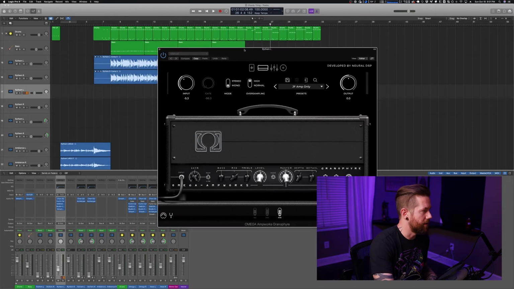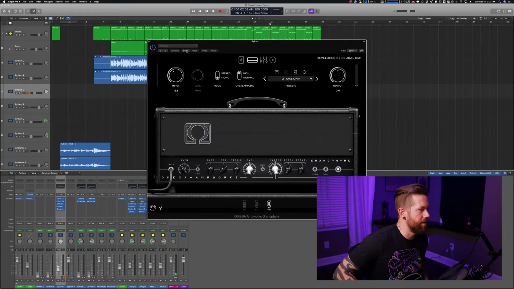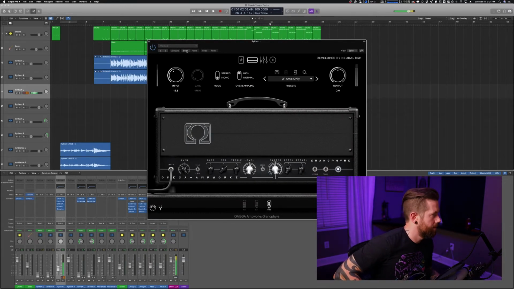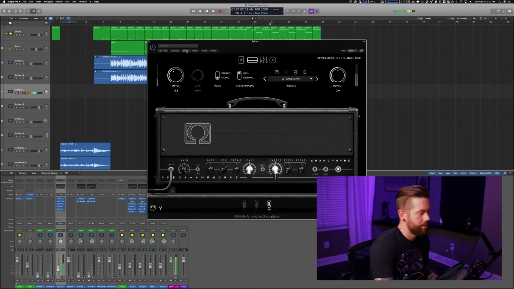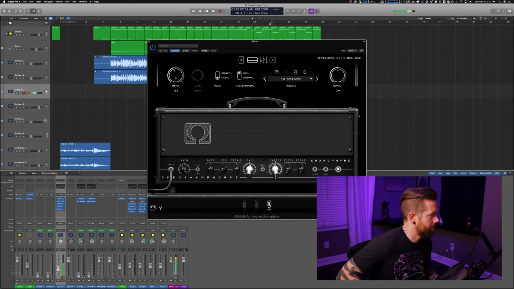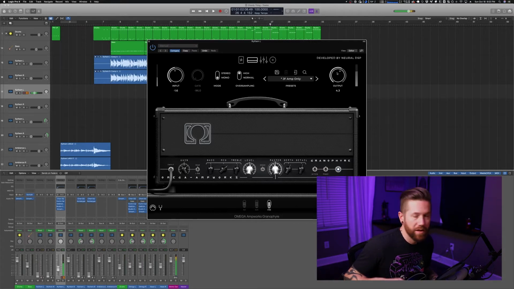So we have the Omega here, and we'll just look at the inputs and the outputs here. So probably could come up a little bit on that one. So maybe a little bit more. That's probably good. And then you can see the output. I can probably even bring this up a little bit more. Maybe something about like that, right?